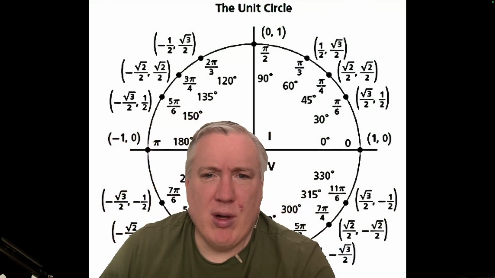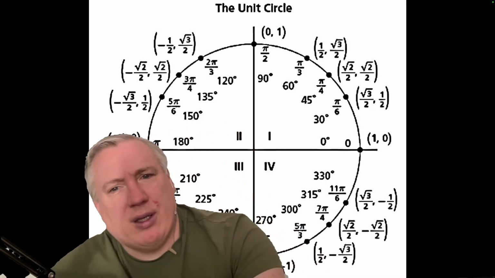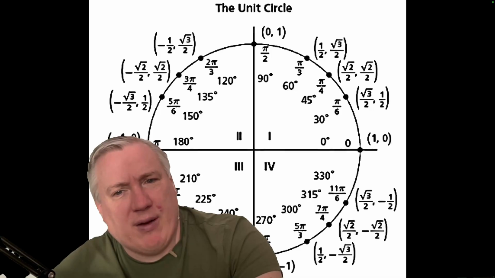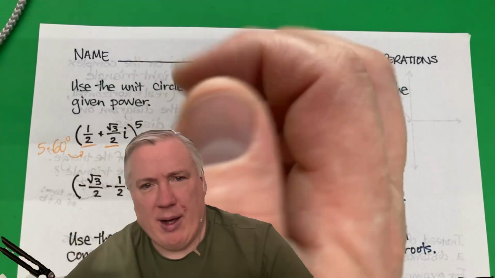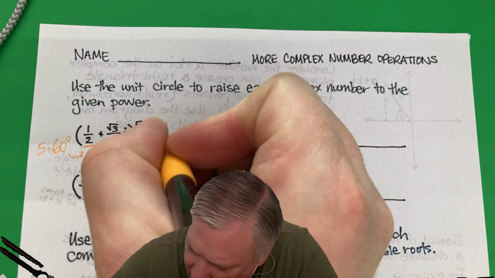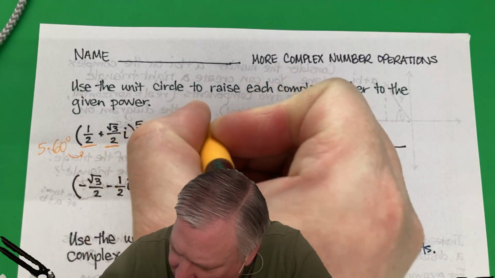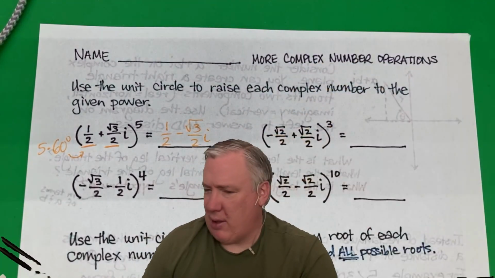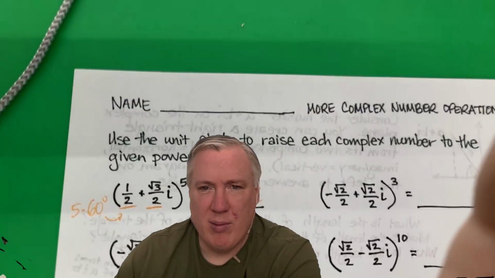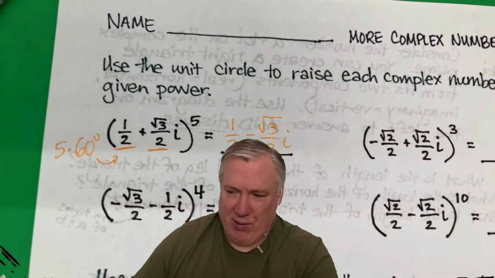I go back here, look at 300. Here's 300 degrees. And what's that? 1/2 and negative square root of 3 over 2. So then when I go here to write my answer, I'm just going to write 1/2 negative square root of 3 over 2 and then an i, because I have to write it in complex number form. I realize that's probably not the easiest to read.